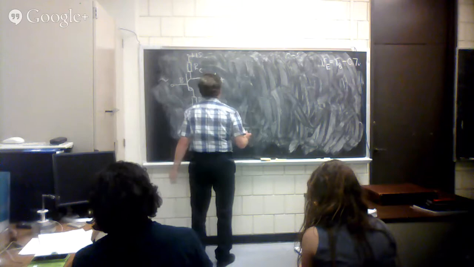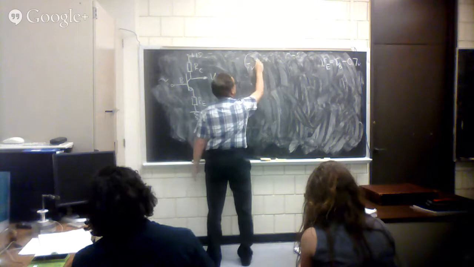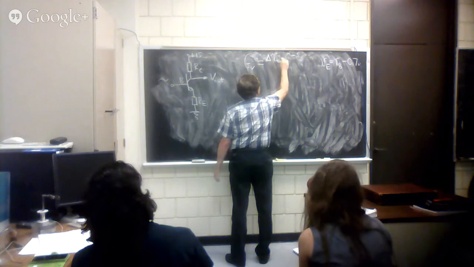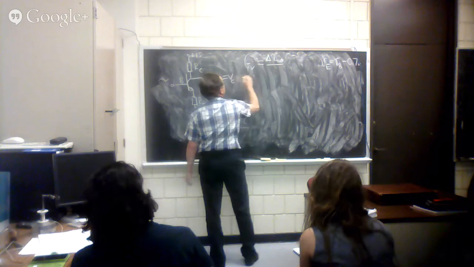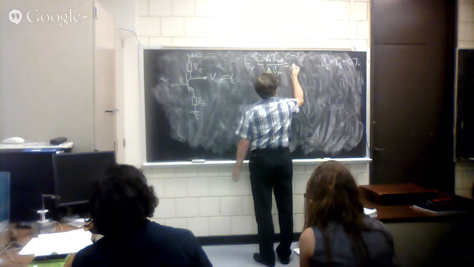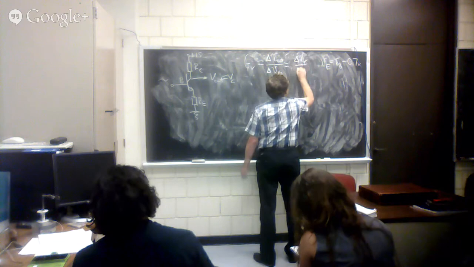Okay, I want to see what the voltage gain will do. In other words, I'm now interested in delta V out, which is delta VC, divided by delta V in, which is delta VB. So it's essentially delta VC divided by delta VB that I'm interested in.